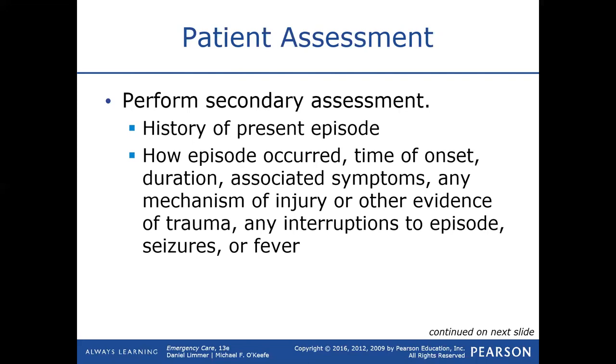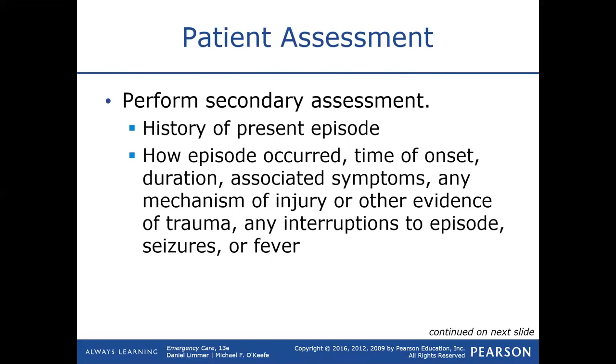Let's get into the secondary assessment. So let's get a history of the present episode. What happened this time? Why are you right now calling 911? Okay, that's very important. How did it occur? What time did it occur? How long did it last? Or how long has it lasted? What kind of symptoms?